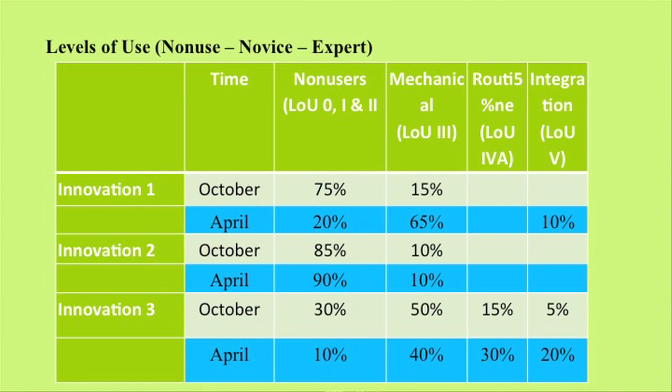So if you look at our same three cases, in case one, the first innovation, we're starting off in October with nearly all of our target group as non-users. And then we watch the progression. By April, we've got 65% that are now at mechanical use and 10% at higher levels of use. No, I'm sorry, yeah, we're on levels of use, okay.